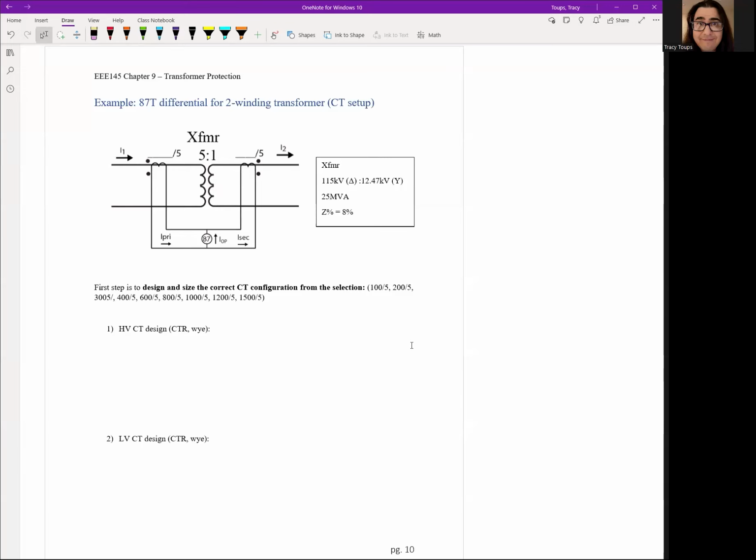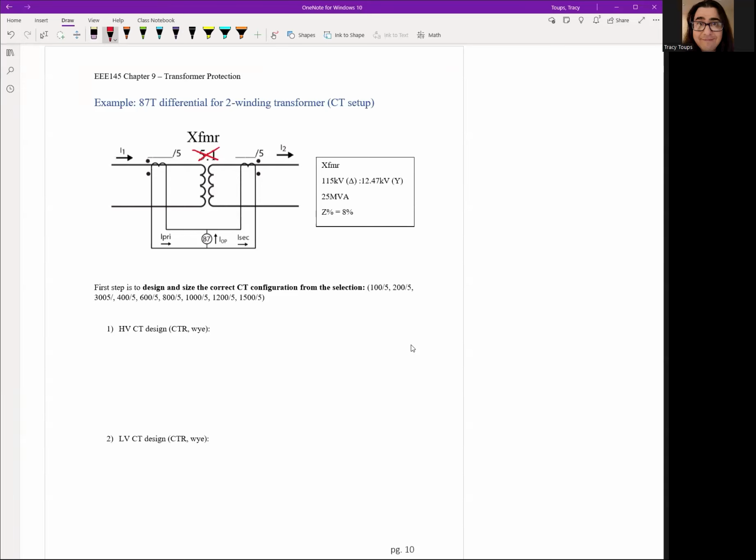Let's go ahead and do a differential design. So we have a differential zone. We have a transformer, which is 115 kV on the high side and 12.47 kV on the low side, and 25 MVA, right? So you should go ahead and ignore this. This is not a 5-to-1, okay? Here, your first step is let's design and size the correct CT configuration. So you have a set the manufacturer's given to you: a 100-5, a 200-5, 300, 400, 600. These are the only CT ratios he can offer.